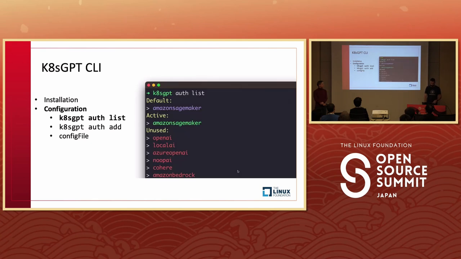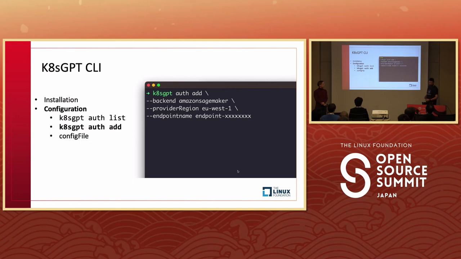In terms of the configuration, K8GPT of course has very good help, and it's also very useful for listing and adding the backends. So we can list all backends, and to add, for example, Amazon SageMaker, we need to provide two elements. One is the region in which it was deployed, and the second is the endpoint name it has. And this part will also be covered in the SageMaker section.